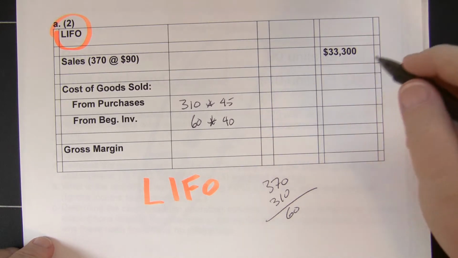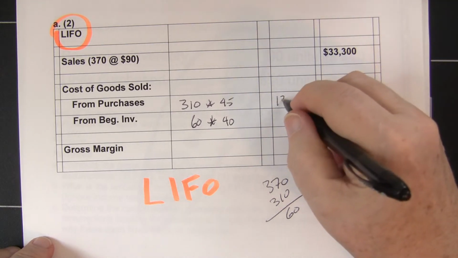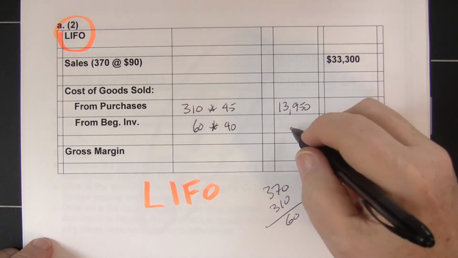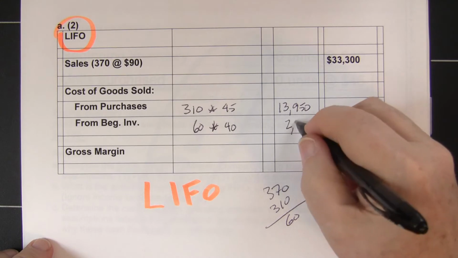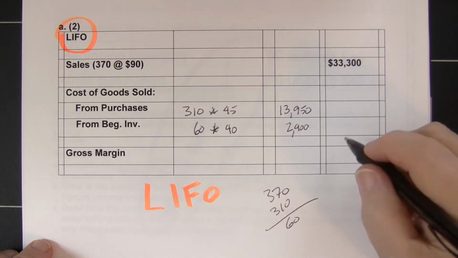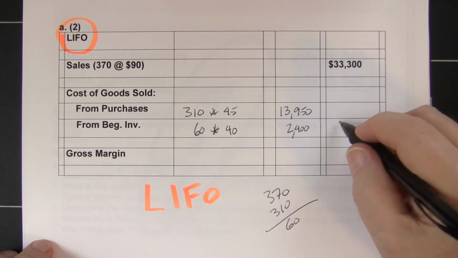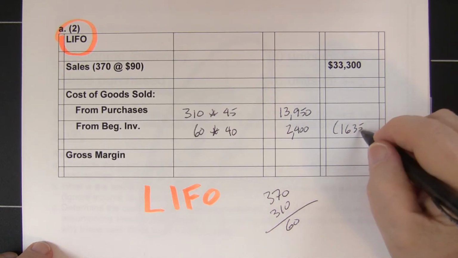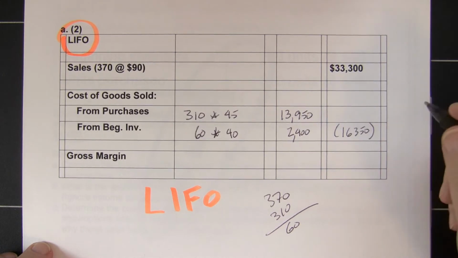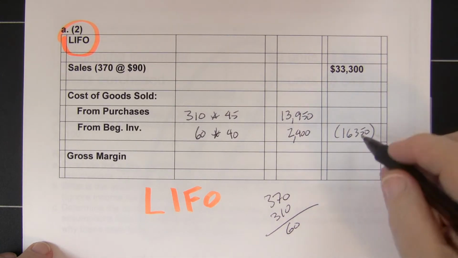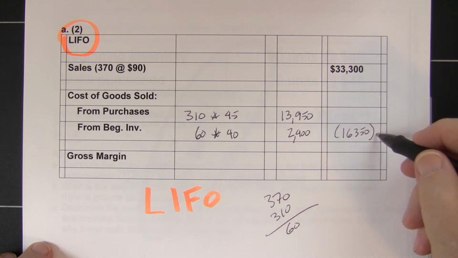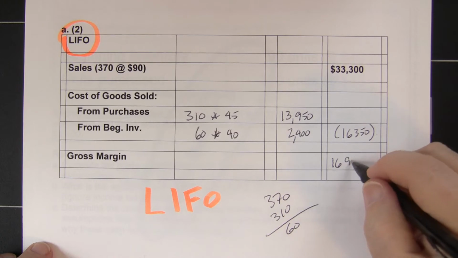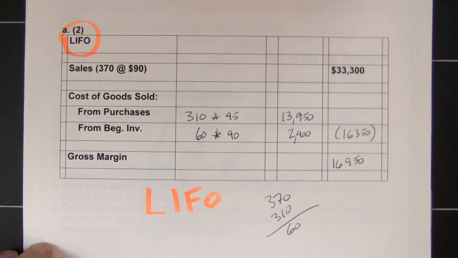So 310 units times $45, $13,950. 60 units at $40, $2,400. Our total cost of goods sold, $16,350, and our gross margin is sales minus cost of goods sold, $16,950.